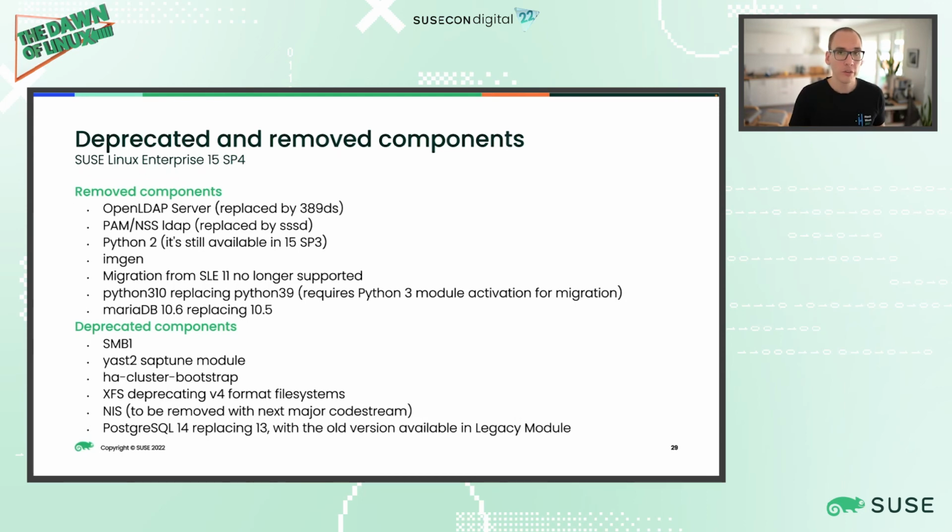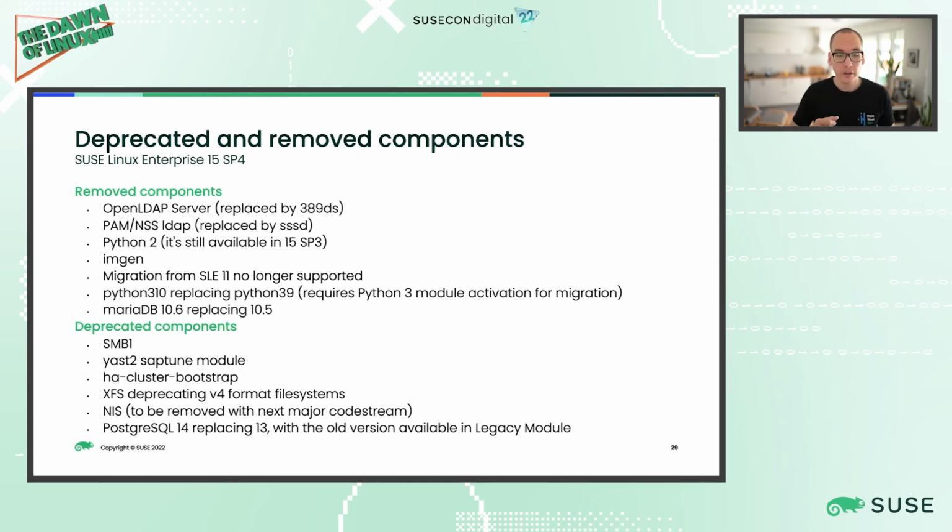On the deprecated component side, it's important to note that SMB1 has been deprecated in 15 SP4. This is done due to upstream Samba deprecating SMB1 for the next Samba version. So if we are going to update Samba to a newer version with future service packs, this is preparing for this removal of the SMB1 support. So please have a look into your applications, into your workload, if there is SMB1 used anywhere, to move to a newer protocol version. The YaST2 subtune module has been deprecated, same as the HA cluster bootstrap.